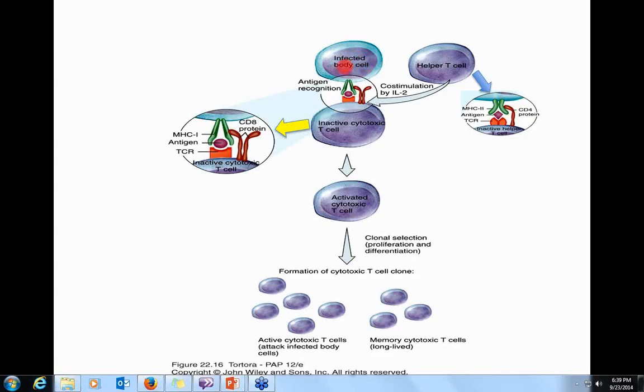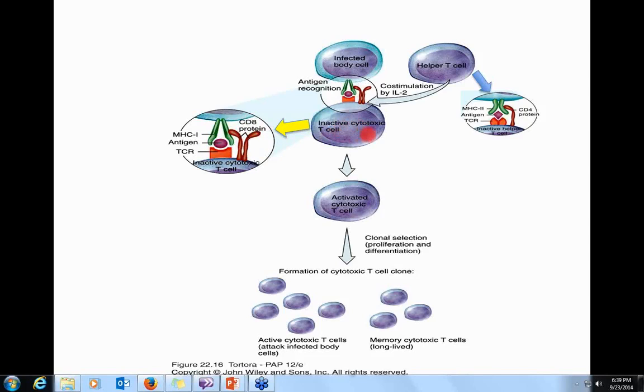And actually, this infected body cell is an antigen presenting cell, and it has presented an antigen, and we're going to move back down here. And this antigen fragment is connected with the MHC1 protein. Okay, so now we have the lock and key. So your key's in the ignition.